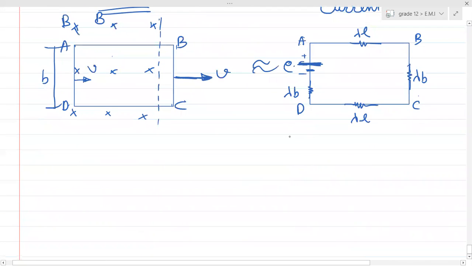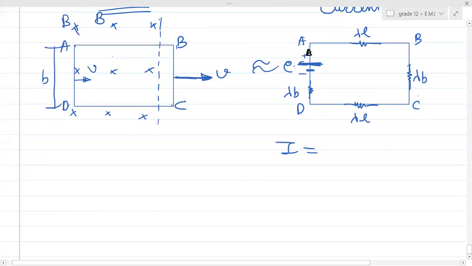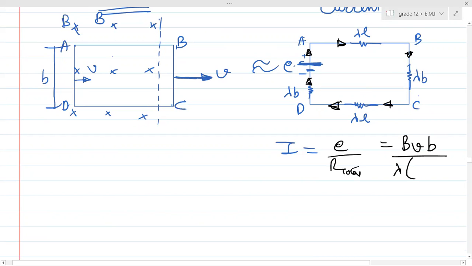So can you see what will be the current over here? All of them are in series. Can you see all of them are in series? So it will be E divided by R total, and that will be equal to E divided by the total, which is lambda into twice of L plus B.